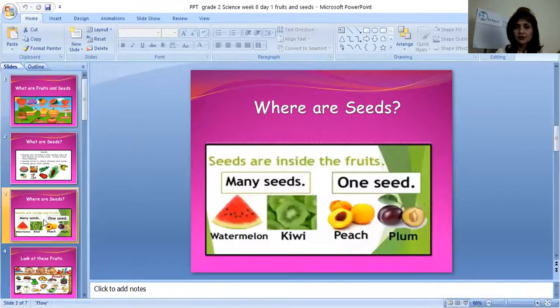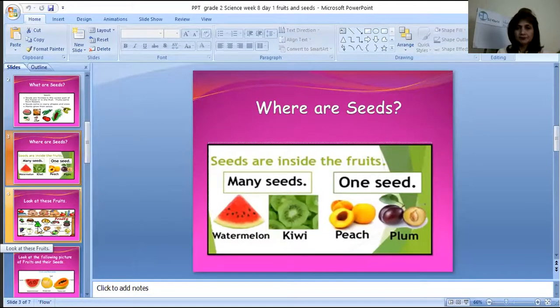Okay. Now, seeds are inside the fruits. Like see watermelon, kiwi. You can see the seeds here. These are fruits with many seeds. But these are fruits with only one seed. Like this is a peach and this is a plum. Okay, now let's move on.